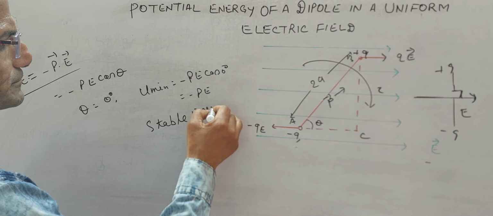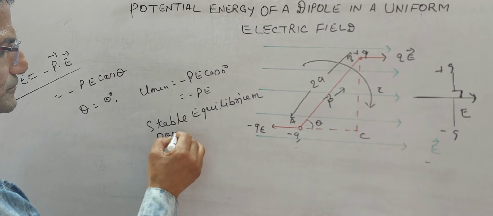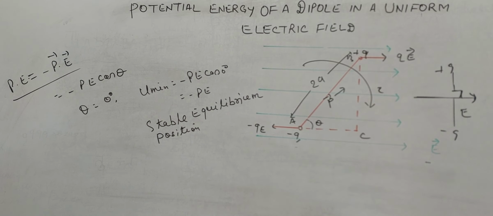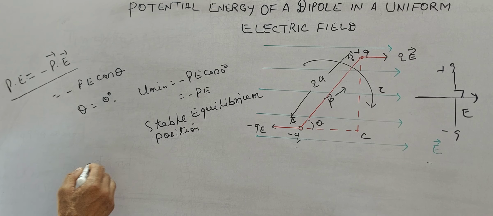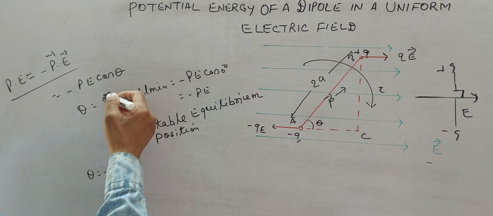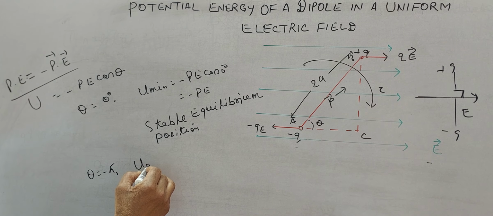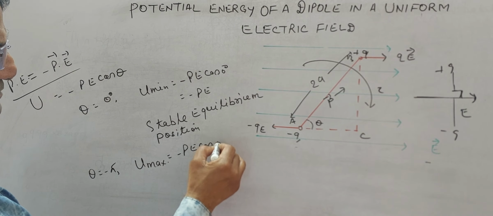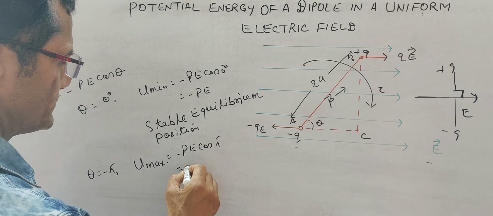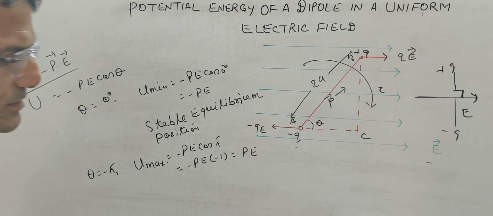This minimum potential energy will be our stable equilibrium position. Another position is when the dipole has the maximum potential energy. That is when theta is equal to pi, and if I place this value in the formula, we get U maximum equal to minus pE cos pi. Cos pi has the value minus 1, so it becomes plus pE. This is the positive value, which comes out as the maximum.